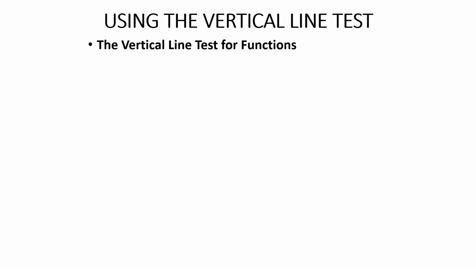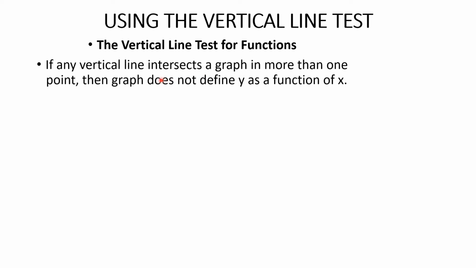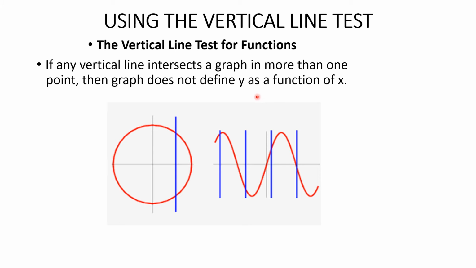To determine whether a graph represents a function or not, we use what is known as the vertical line test, and we will be talking about this quite a bit in the next lecture. But for now, for the vertical line test for functions, we're going to just look at the definition. If any vertical line intercepts a graph in more than one point, then the graph does not define y as a function of x. Let's just take a look at two examples.